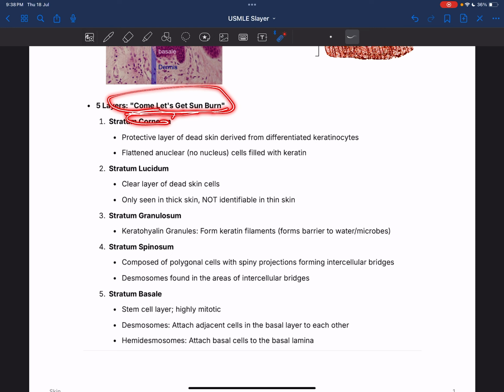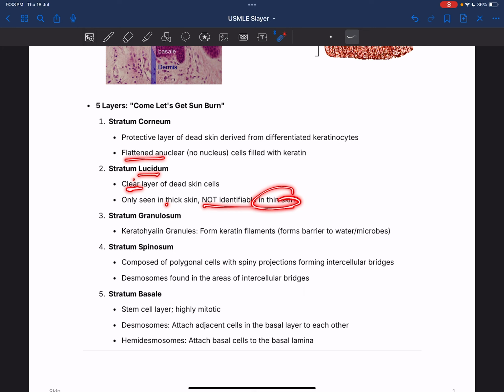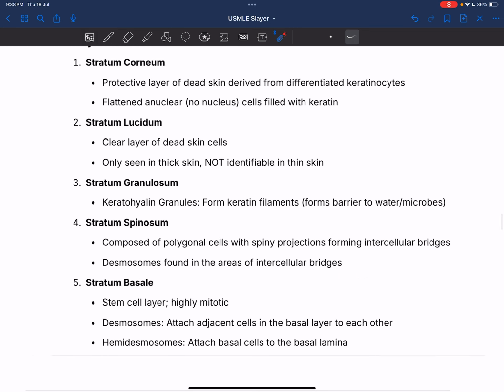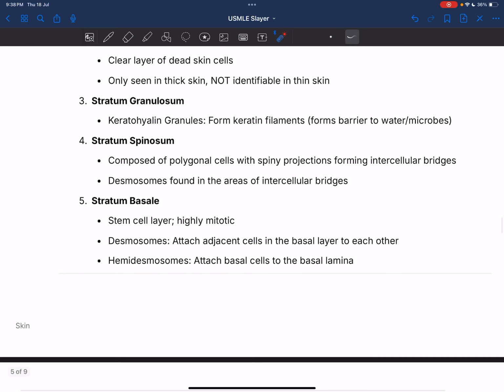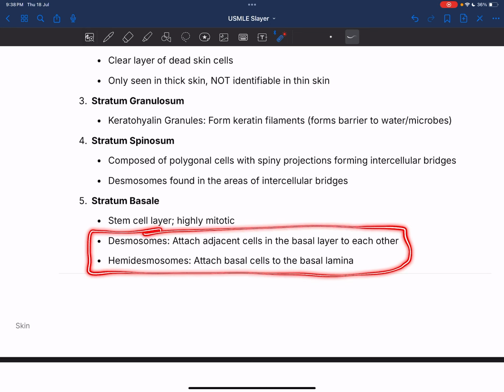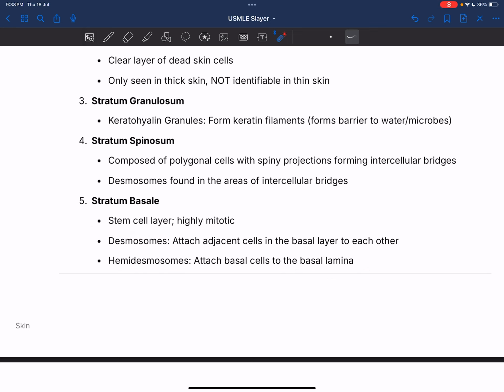Come, let's get sunburnt. Corneum is basically protective, dead, no nucleus, and flattened. Lucidum, clear, not identified in thin skin. Granulosum has granules, keratin filaments. Spinosum, spiny projections. It has some bridges, not really high yield, it's fine. And we have basale, which is the stem cell layer, highly mitotic. And this is another high yield thing to mention, and this is the one that I wanted to mention before. There is something called desmosomes and hemidesmosomes.